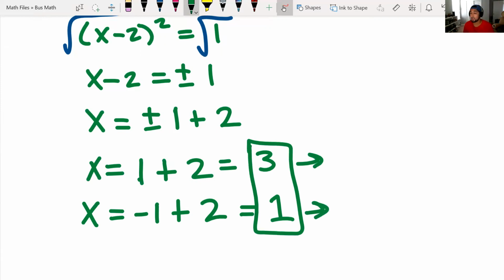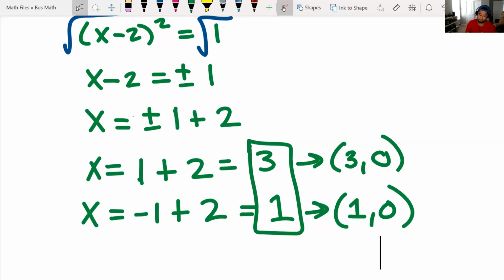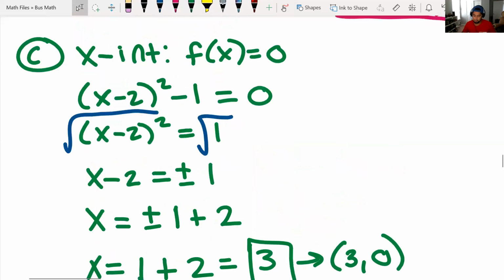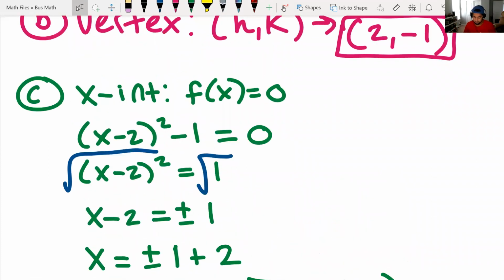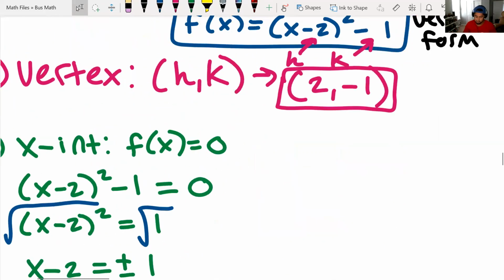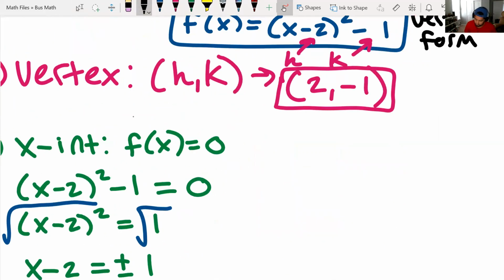Now, since they are x-intercepts, change them into coordinates. So this is going to be 3, 0, 1, 0. All right. So there's the x-intercepts. Now, find your y-intercept. And to find the y-intercept, you let x equal 0.